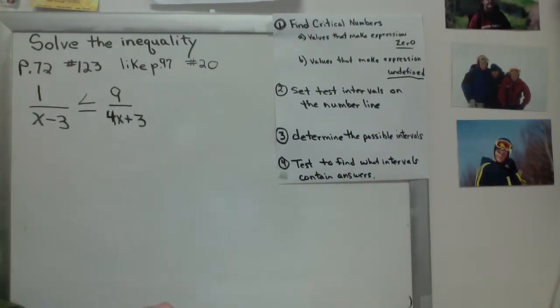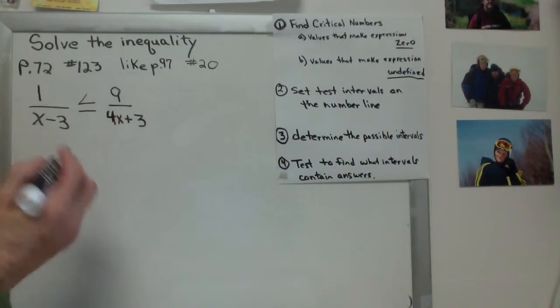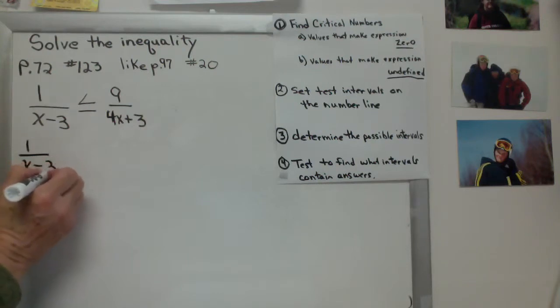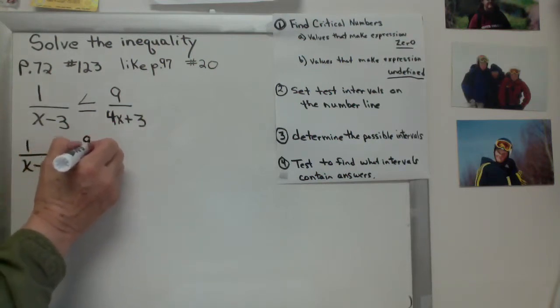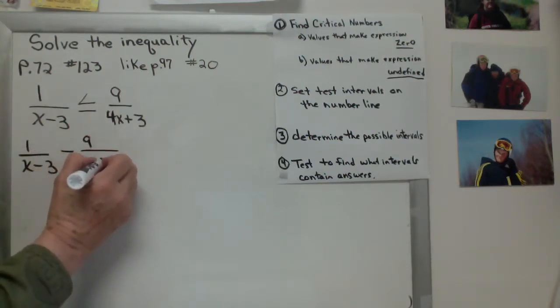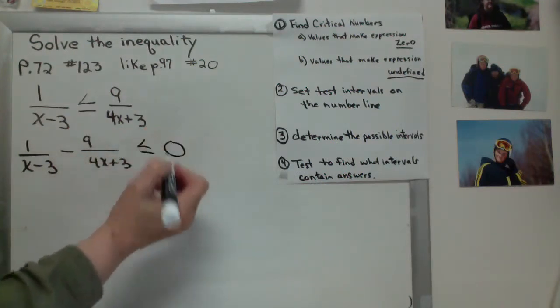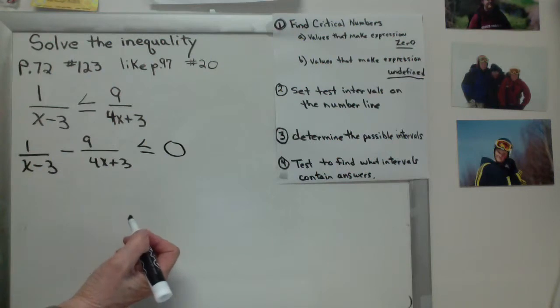First thing you need to do is get the expression so that all of the variables are on one side of the inequality. So my first step is going to be to rewrite this: 1 over x minus 3 minus 9 over 4x plus 3 is less than or equal to 0. And that's just a little bit of algebra. You've done that before tons of times.